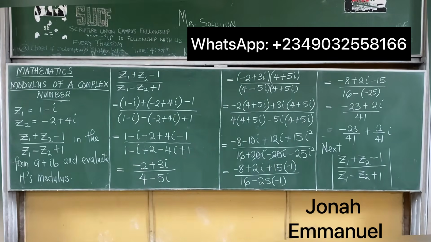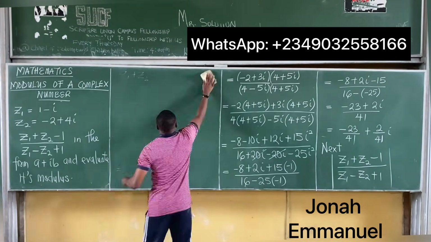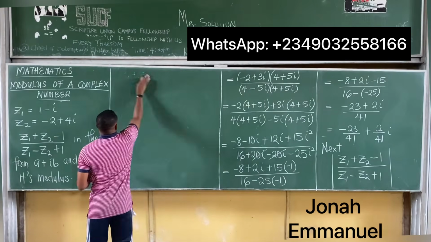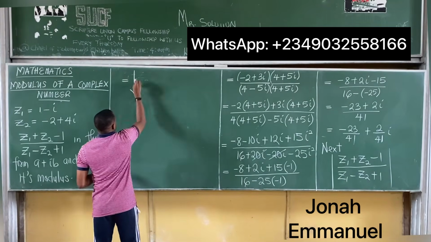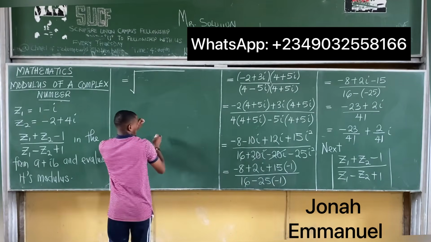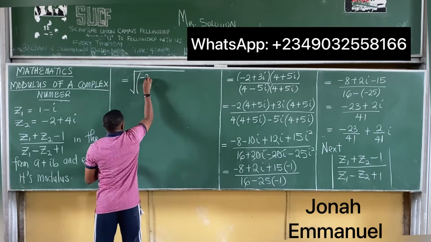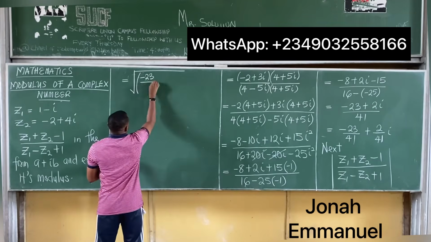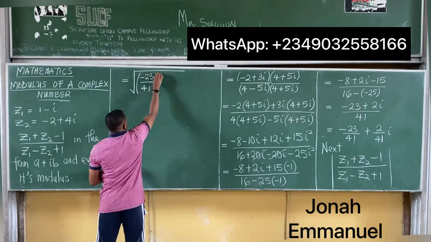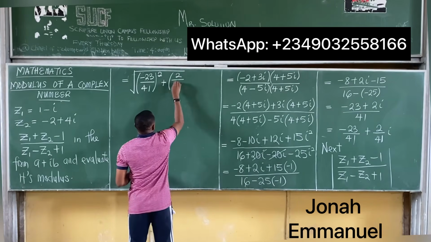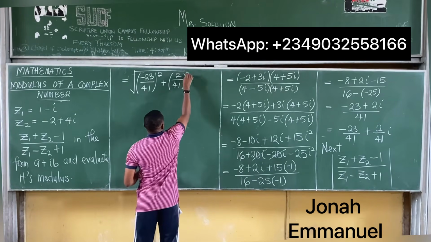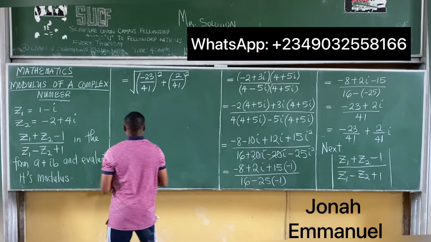All right. So the modulus will now be equal to the square root of minus 23 over 41 squared plus 2 over 41 all squared. So let's get this done.